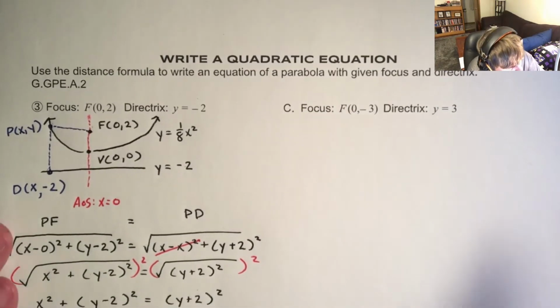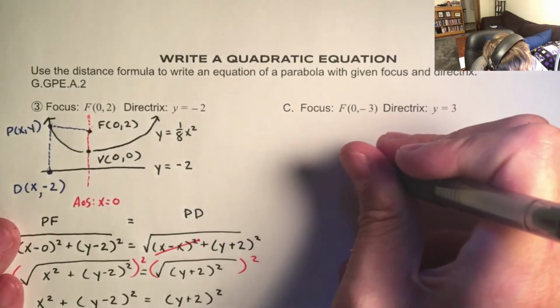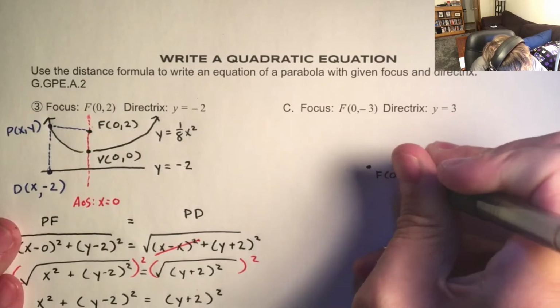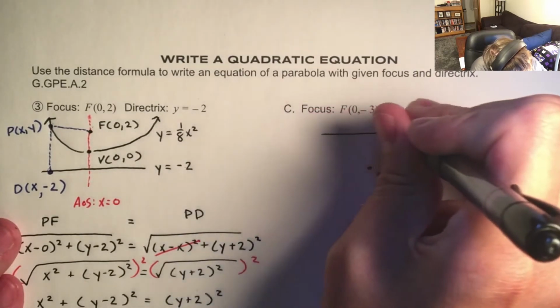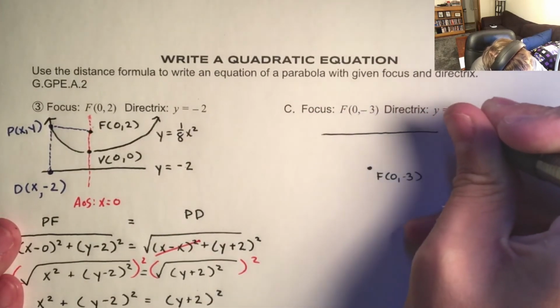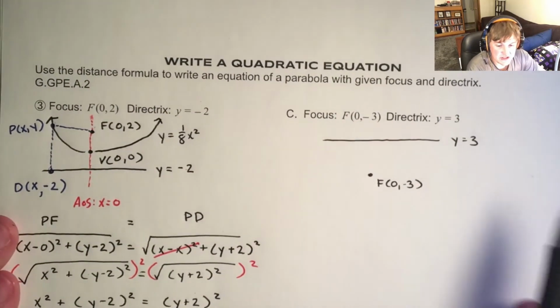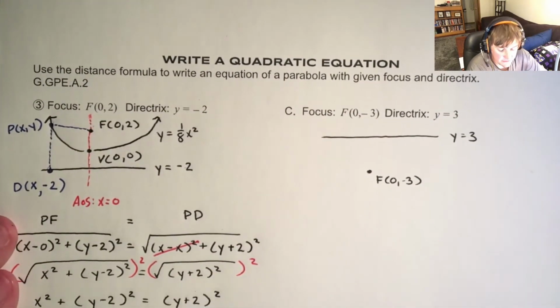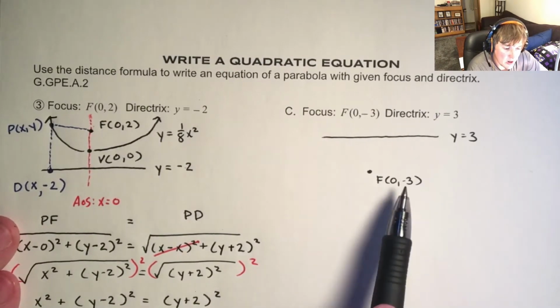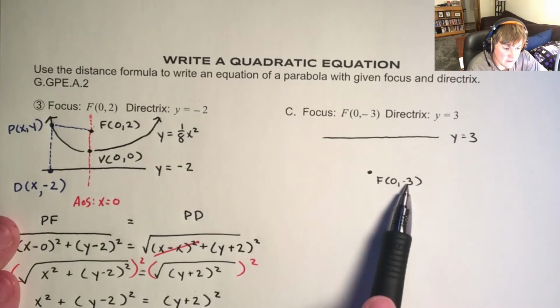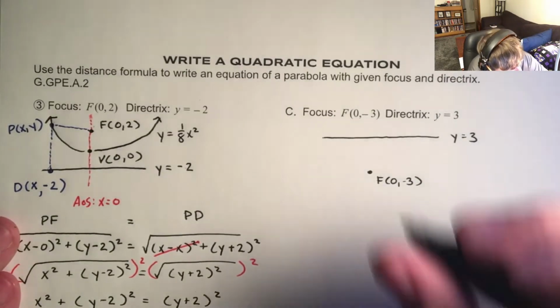Okay, so here we have a focus of (0, -3). And in this one, my directrix is y equals 3. So again, I want you to think about how I know that the directrix in this situation is above the focus. Well, I know it's above the focus because my y values here are -3 and +3. 3 is greater than -3, so it's going to be above.